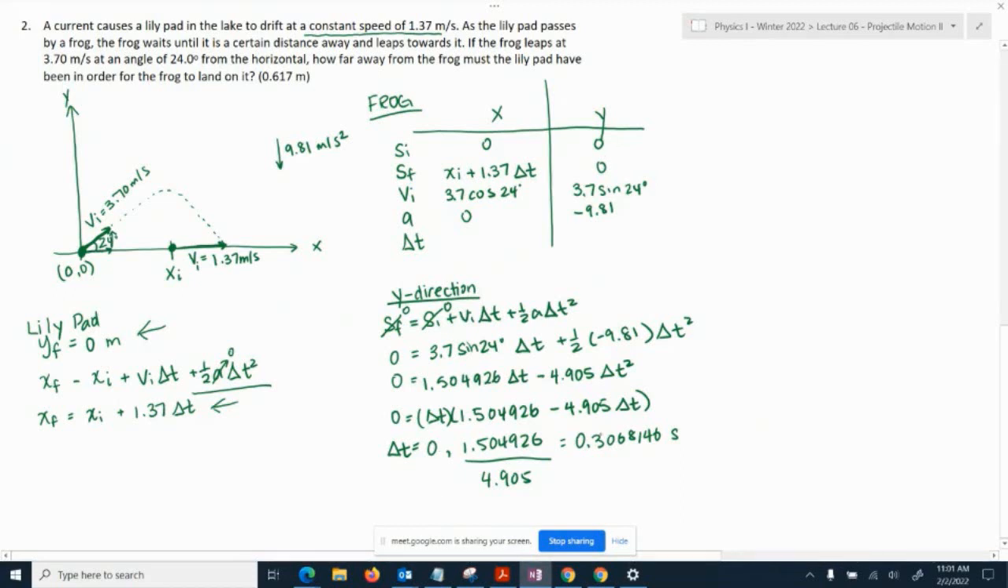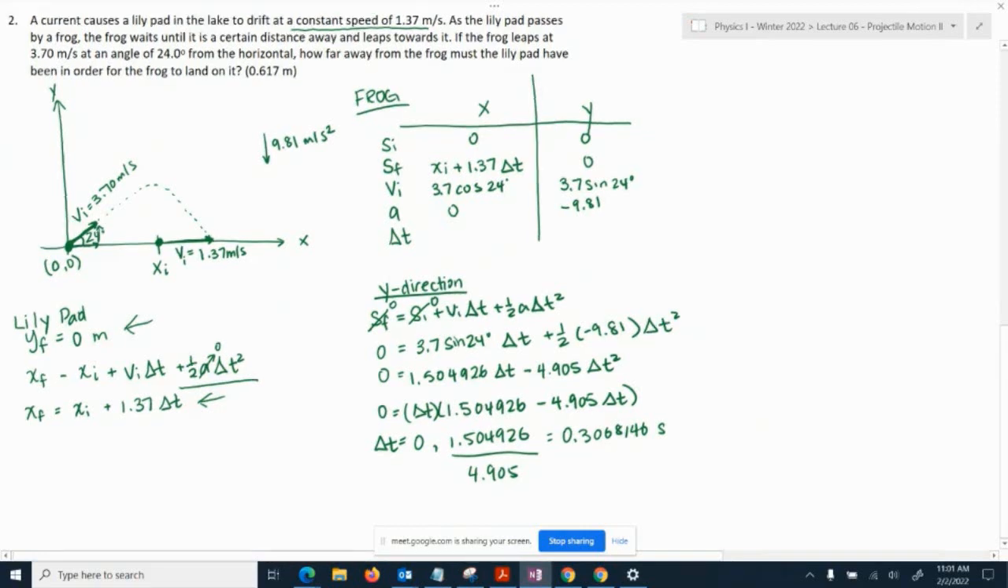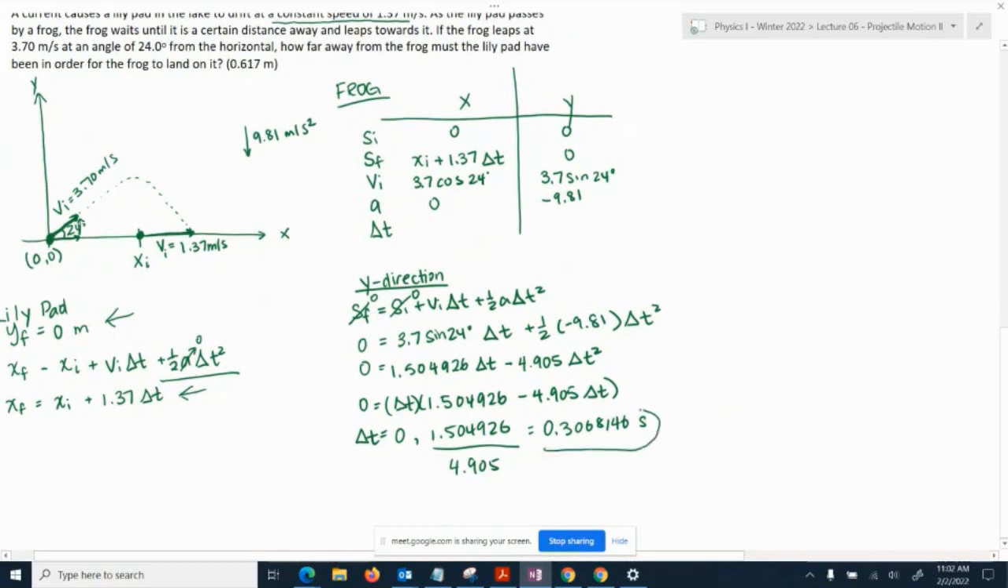But after 0.306846 seconds, the height is also 0 again. So it takes this much time for the frog to jump and land at the same level as it started. Okay, so that is our delta t that we're using. So we can put that in our table if we like.